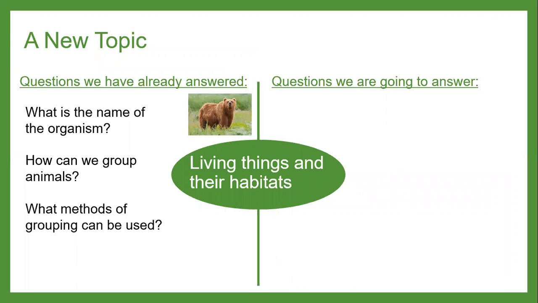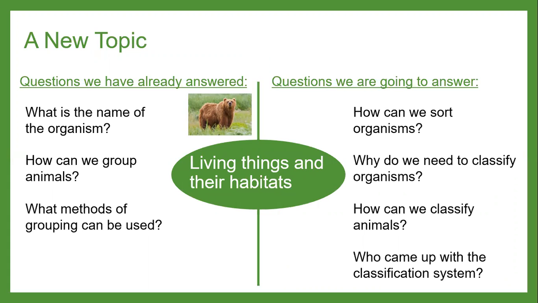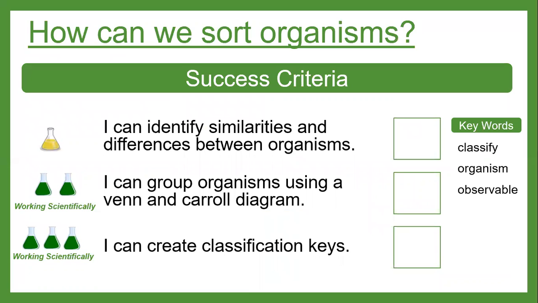Okay, so our new topics. Some of the questions we've already answered are: what is the name of an organism? How can we group animals, and what methods of grouping can be used? But the questions that we're going to be answering today are: how can we sort organisms? Why do we need to classify organisms? How can we classify animals? And who came up with a classification system? Okay, so let's go on to the first part of our success criteria: identifying similarities and differences between organisms.